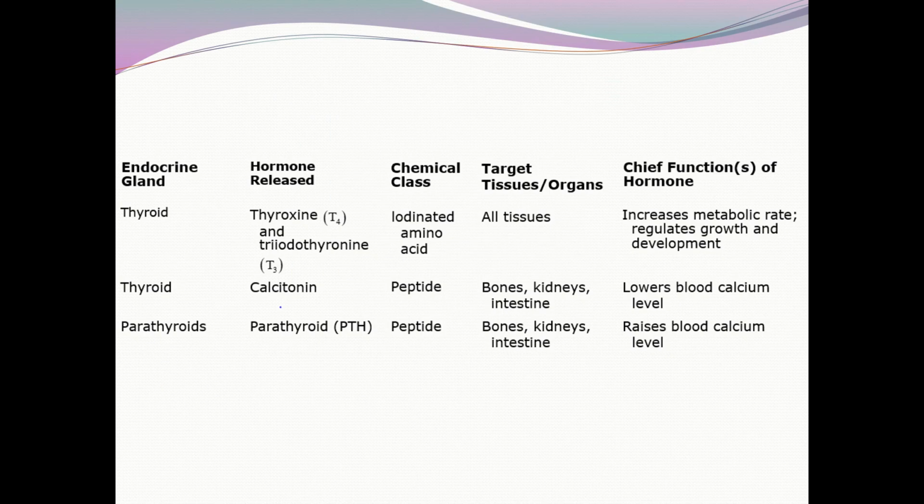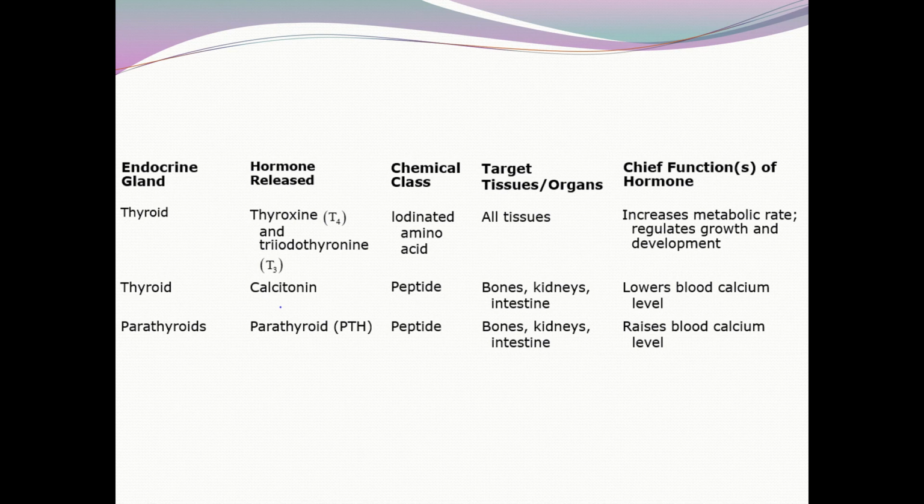All right, so to recap, the endocrine gland here in this table is the thyroid, and we see that it can release thyroxine, known as T4, and triiodothyronine, which is T3. It targets all tissues, increases metabolic rate, and regulates growth and development.